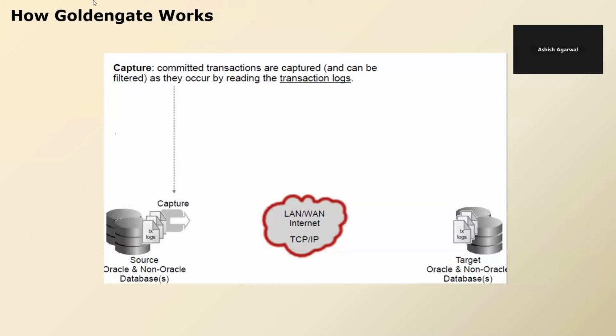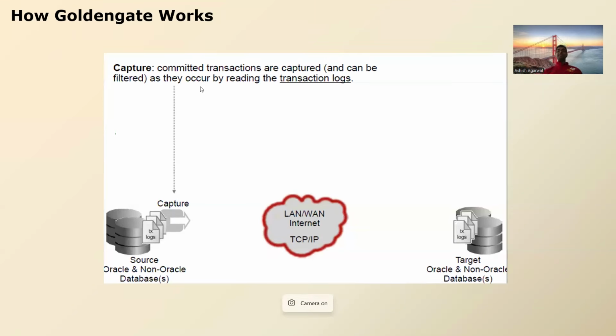So whatever changes are happening in the database, those changes get written into the transaction logs. So whatever changes, whether it is insert, update, delete, or any uncommitted transaction as well, those changes will be written into the transaction logs. So what you do, you configure the Golden Gate extract process, which is also called the capture process.